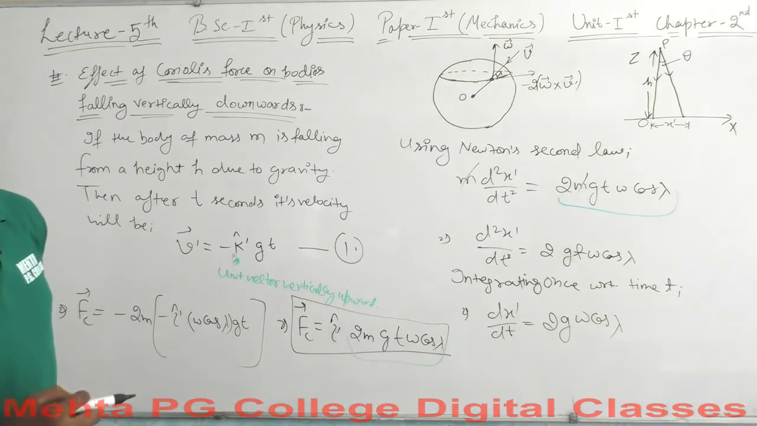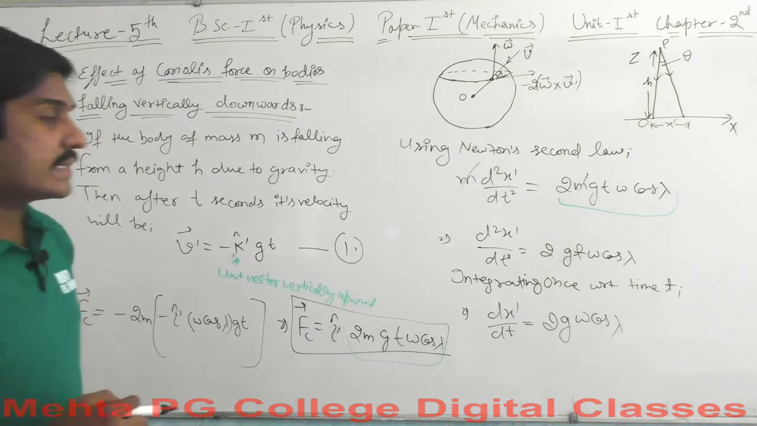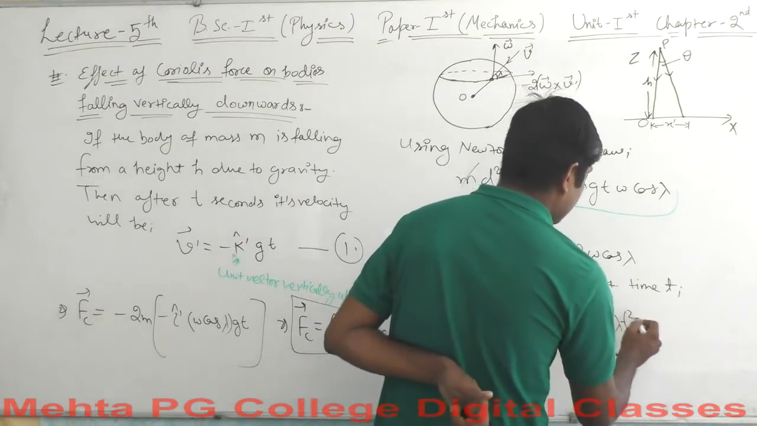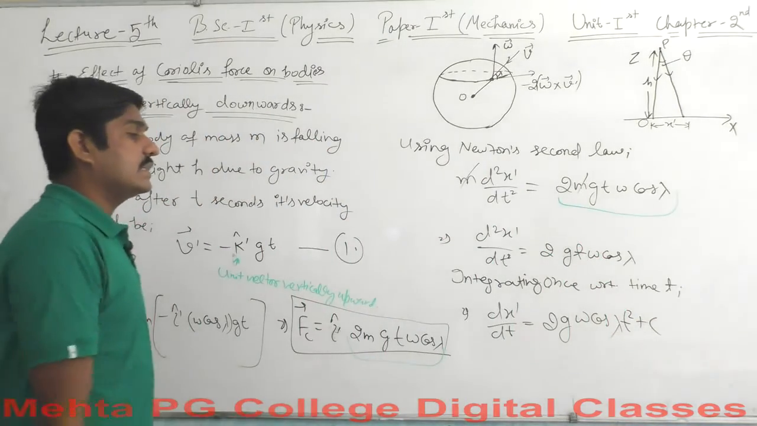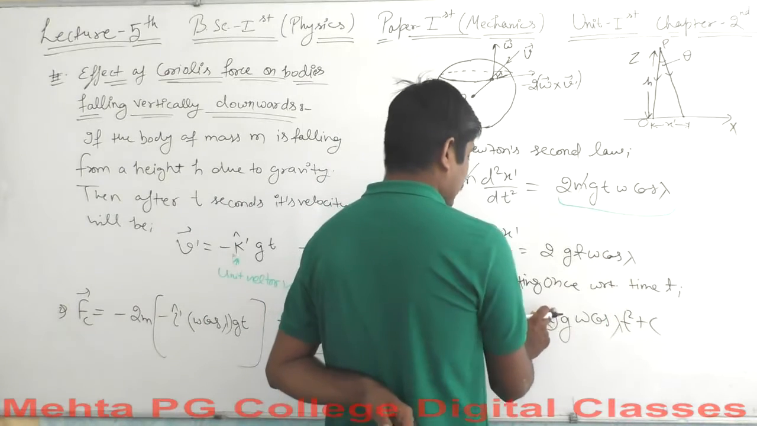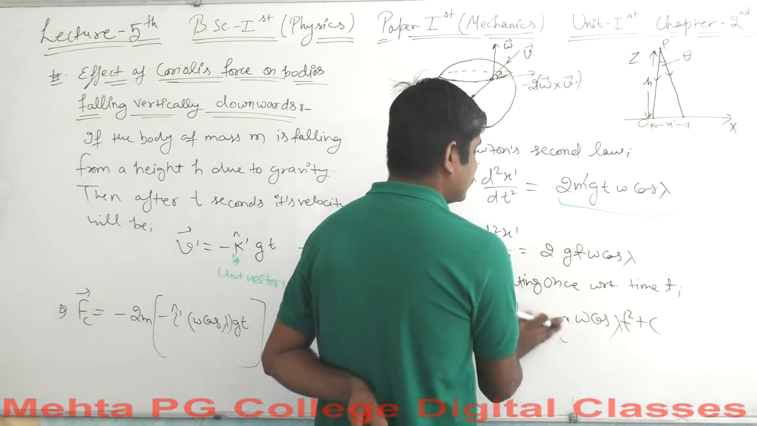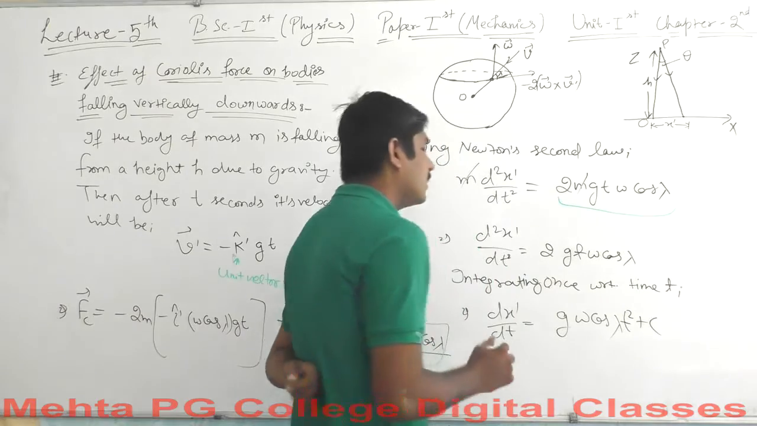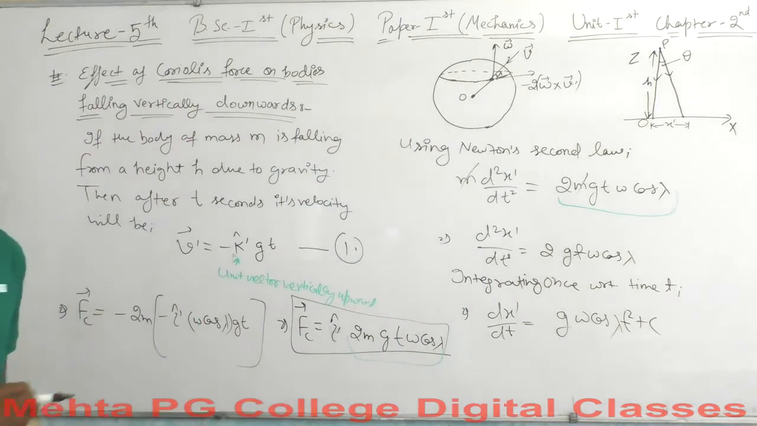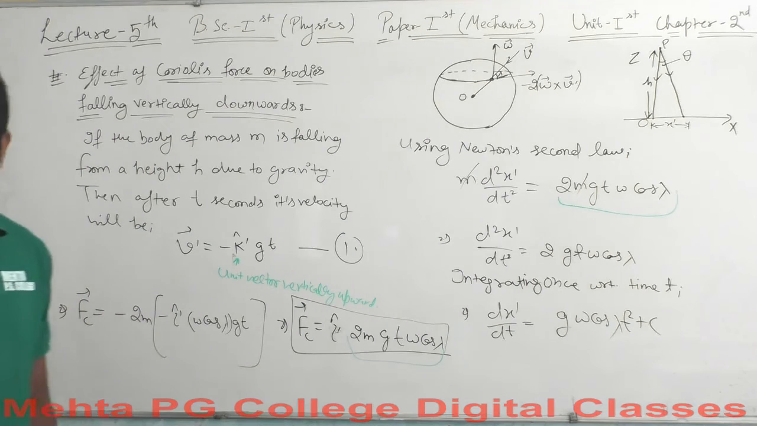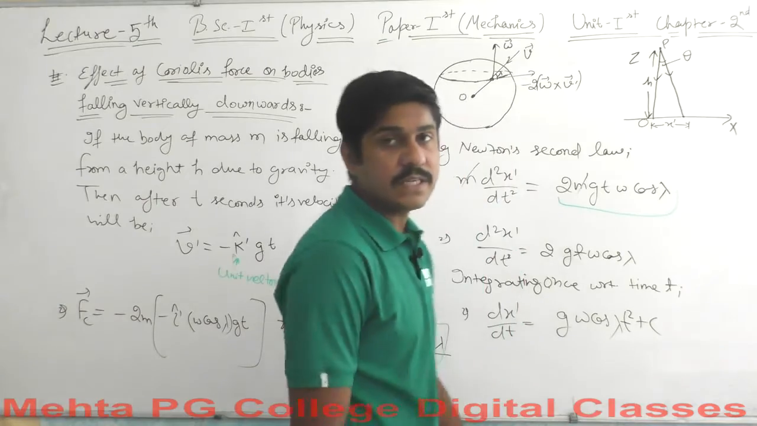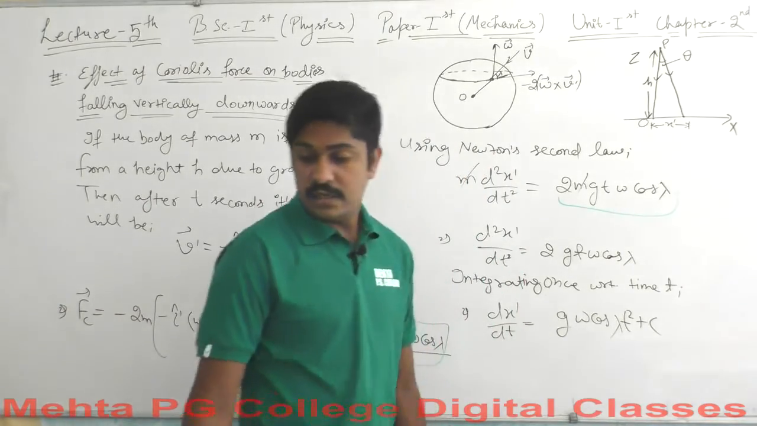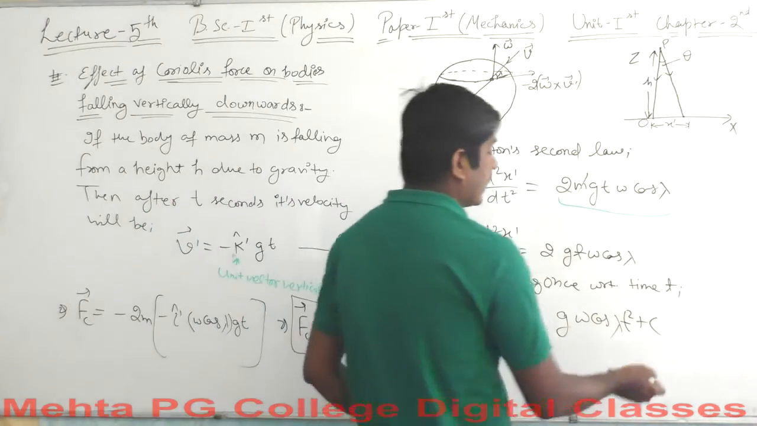The constant c must be written here in the same sense. Since this is t square, the 2 gets divided by the 2 here, so we have g omega cos of lambda t square plus c, where c is the integral constant. Let's find out the value of c, because we need this constant so that our calculation will not go into any complications.